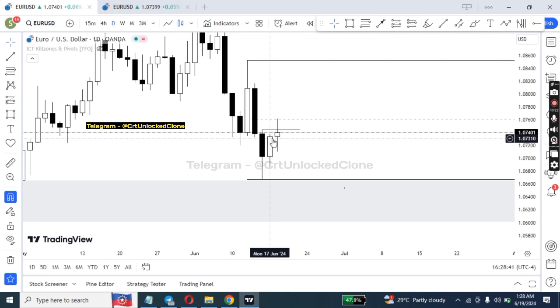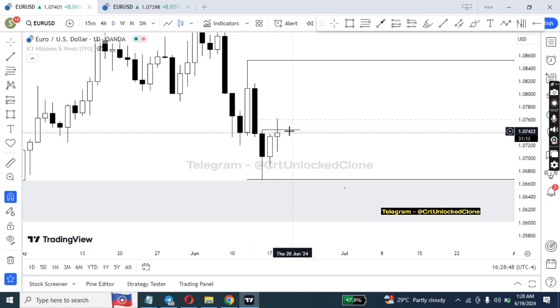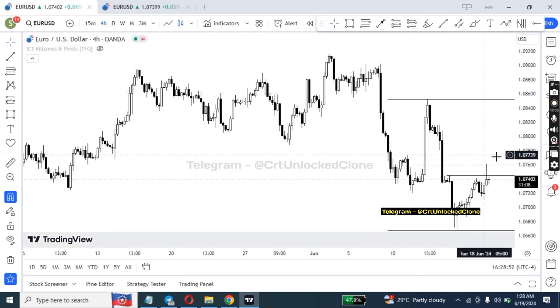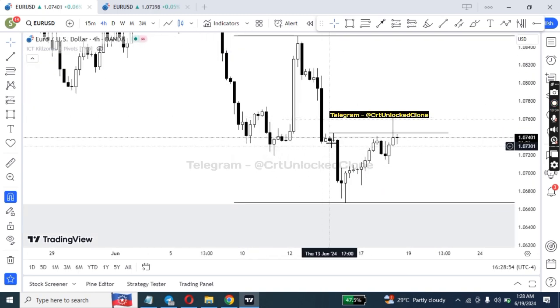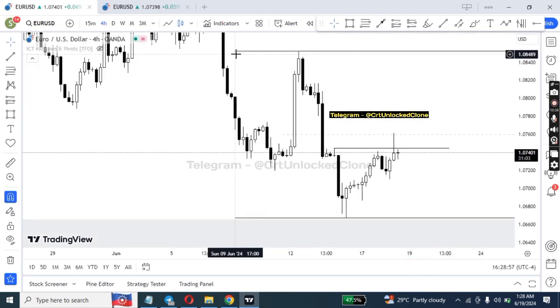So when candle opened right here, my buys for the day, for the session, was first of all price to take out this high. Right now, if we go down to the 4-hour time frame, on the 4-hour time frame, we're going to see that it was also in the form of this range high right here.